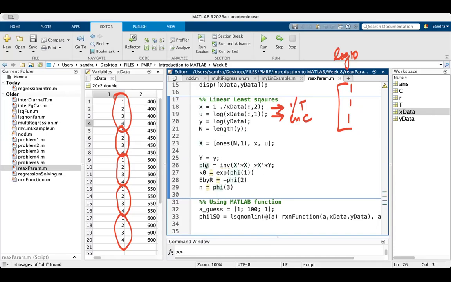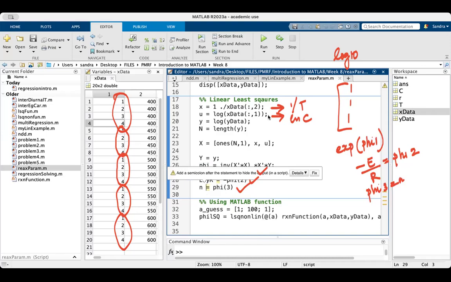I'll get the phi. As I said earlier, your first phi is, if you want to get k0, you have to take it back. So exponential of phi 1 will give you k0. Minus E by R was your phi 2, so if you want to get E by R, you have to take the minus. And phi 3 directly gave me my n value. So this is how you calculate the unknowns: you get k0, you get E by R, and you get n.